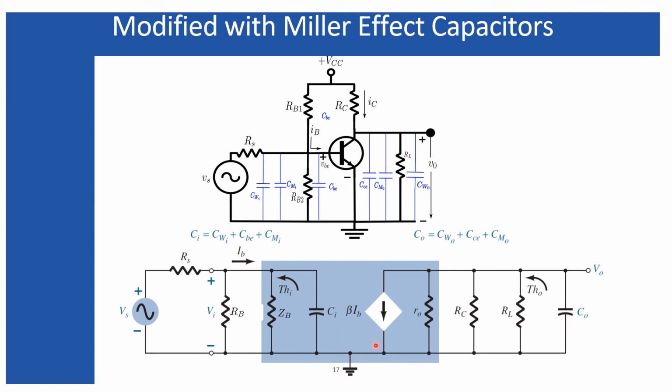And the small signal model includes this R0, this beta IB, and this ZB, which represents the input impedance of the bipolar junction transistor, what I have calculated in my earlier lecture. The same input impedance we can use over here also.